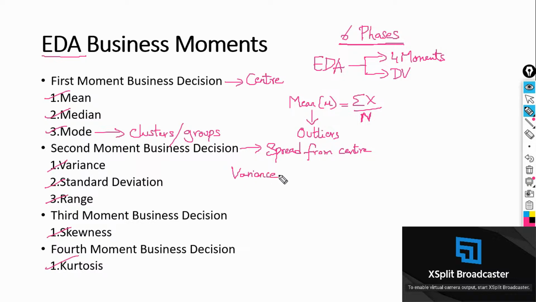Can someone tell me what is the formula for variance? How is variance represented? Sigma square. Okay, sigma square is equal to summation of x minus mu whole square by n.